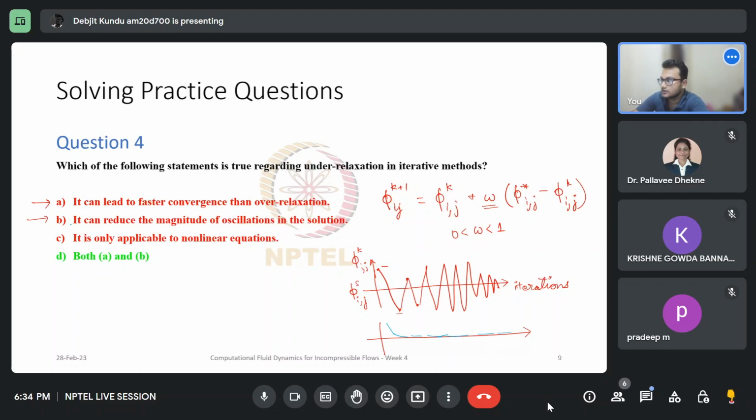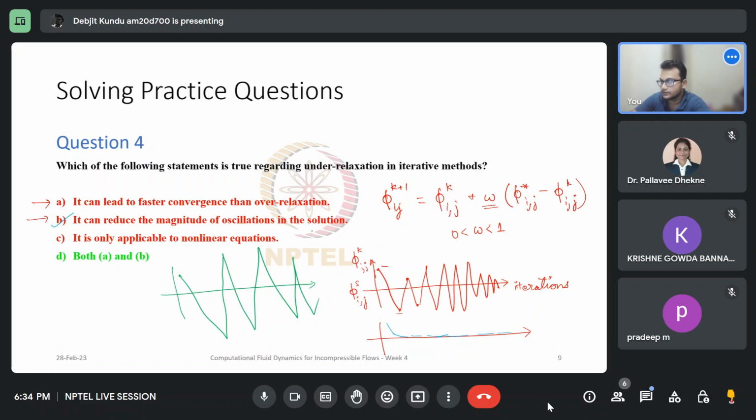So that's why option B is correct, and option A is also correct, because let's say if we had used over relaxation technique here, in such a situation it would have further increased the magnitude of the oscillations in the solution. So this is bad. We don't want this, and this would have gone on forever. It would have taken a lot more time to converge in that case.